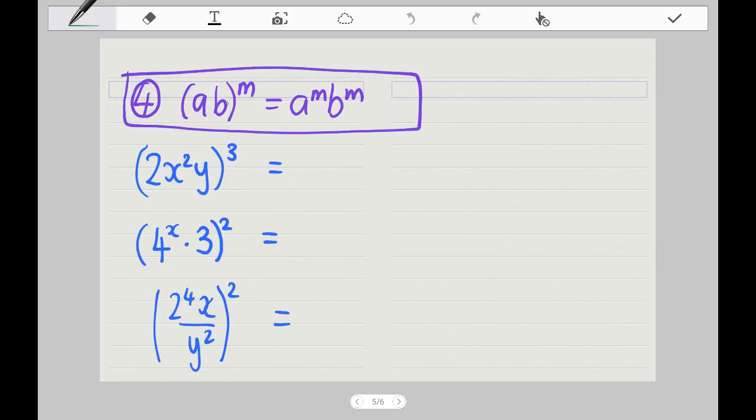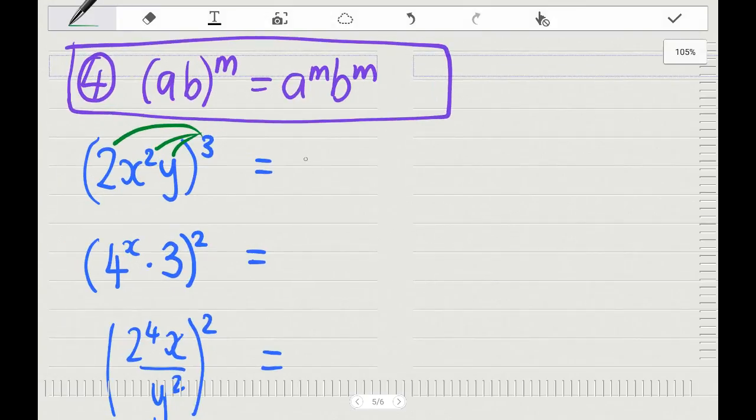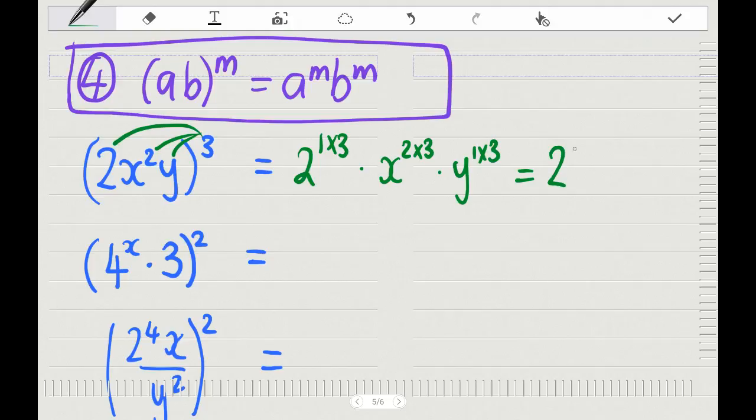So here we're saying, if there's stuff in a bracket, if there's more than one base and we're raising it to the power, we are distributing it. So here we are distributing this power of 3 to each term inside. So this is 2 to the power of 1 times 3, times x to the power of 2 times 3, times y to the power of 1 times 3. So this is just 2 cubed, x to the power of 6, y to the power of 3.